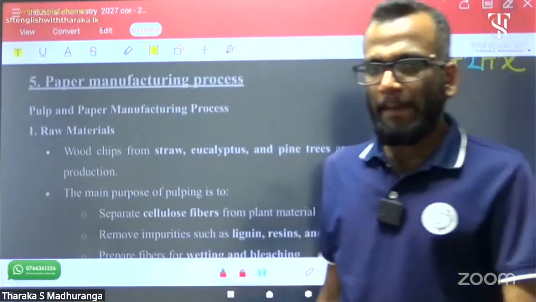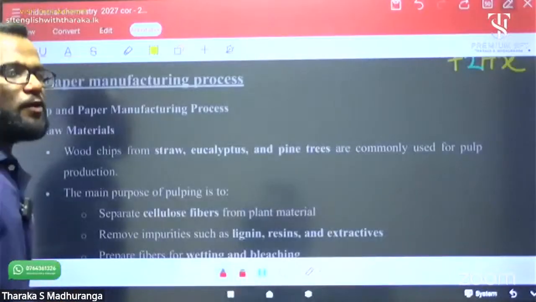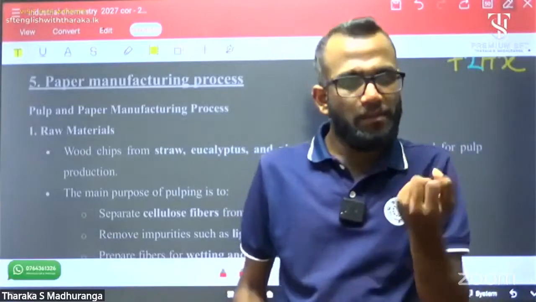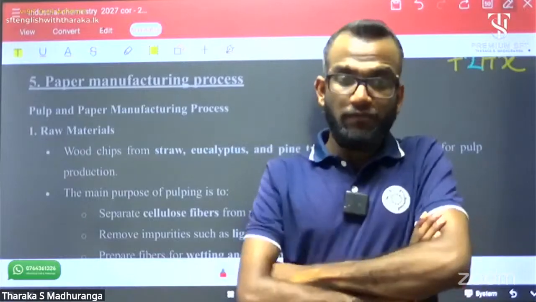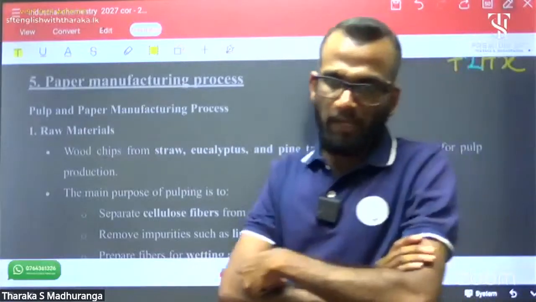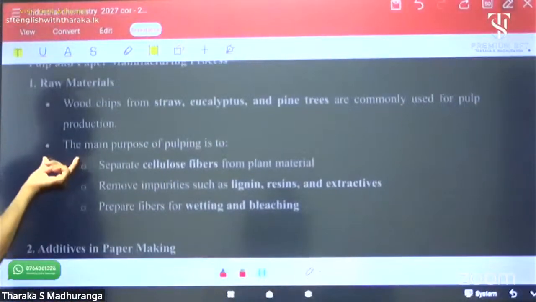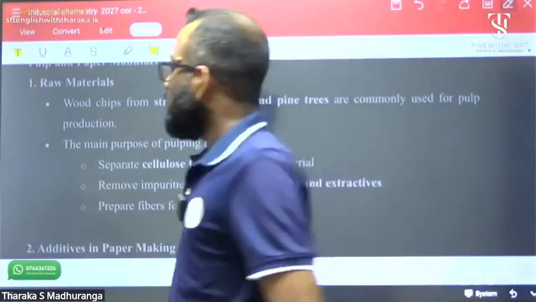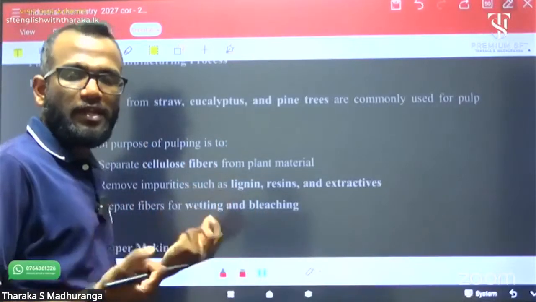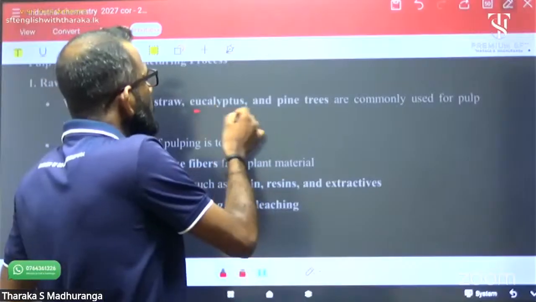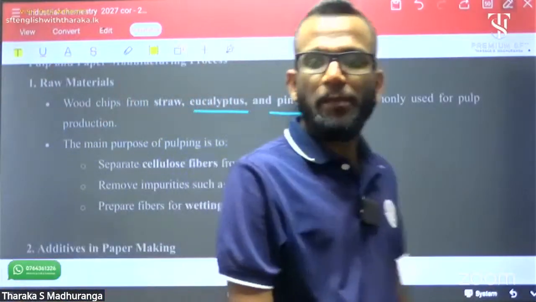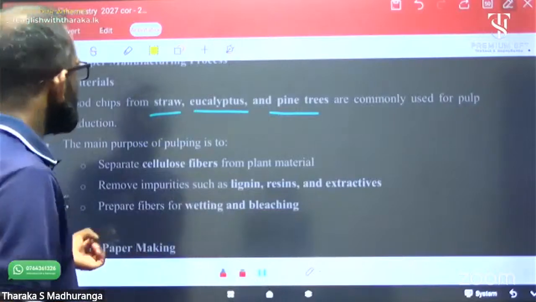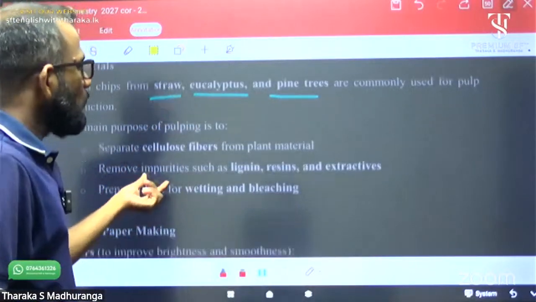Paper manufacturing process also doesn't have a specific chemical reaction or chemical conversion, but it uses different chemicals, same as paint production. Okay, what are the raw materials for paper production? Mainly wood chips. The main raw materials are wood chips, mainly from eucalyptus and pinus trees. Additionally, we can use straws and also old papers.